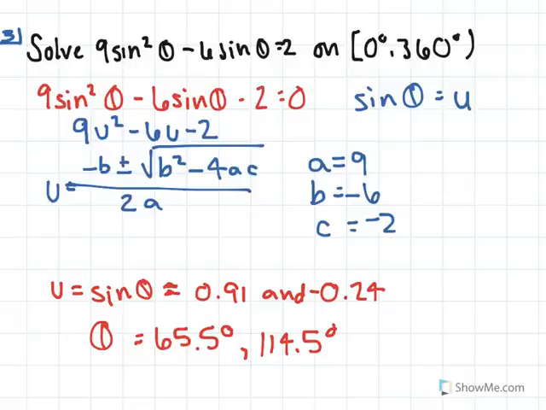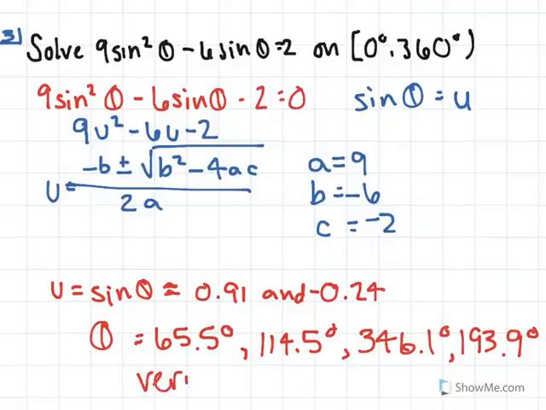So remember, our calculator isn't going to give us everything. The results are just going to come out on a certain interval. So we would want to verify this with a graph. So if we were to graph it, we would also find that theta could also be 346.1 degrees or 193.9 degrees. So remember, you're always going to want to verify with a graph.